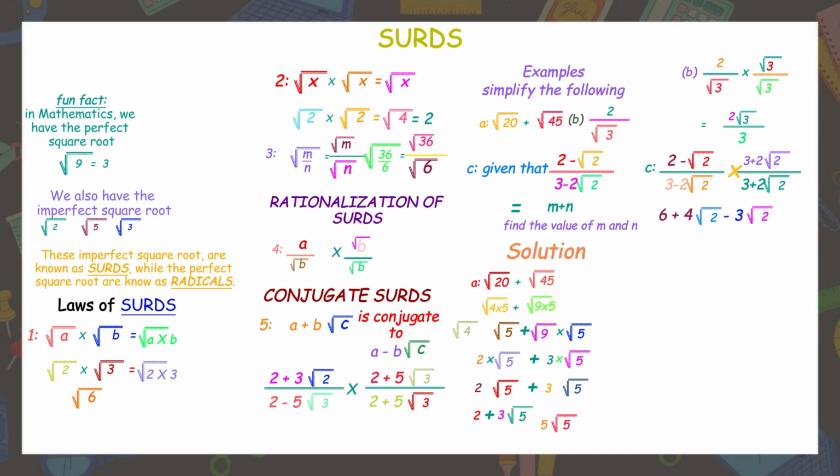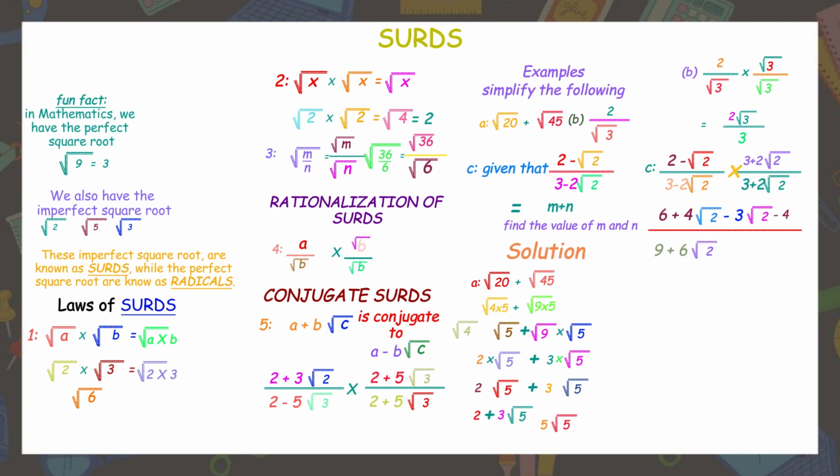Minus root 2 times 2 root 2. Minus times plus will give us minus. Root 2 times 2 root 2 will give us 4, because root 2 times root 2 will give us 2, and 2 times 2 will give us 4. Everything over 3 multiplied by 3 will give us 9. Then 3 times 2 root 2, addition sign. Let's remember to put the addition sign. That will be 6 root 2.